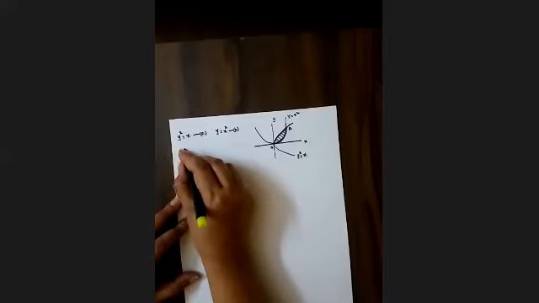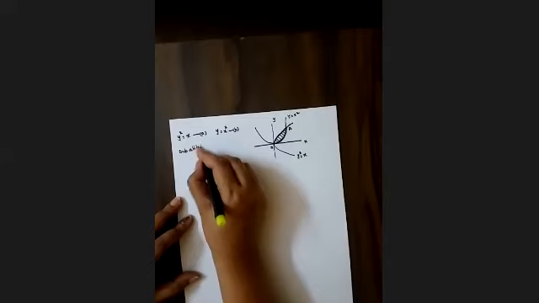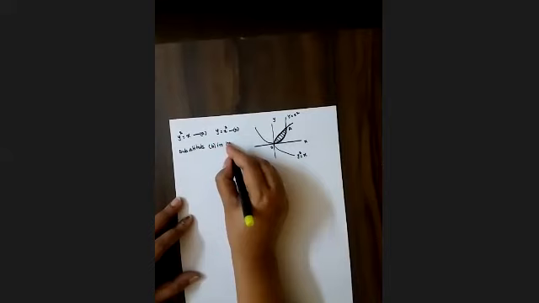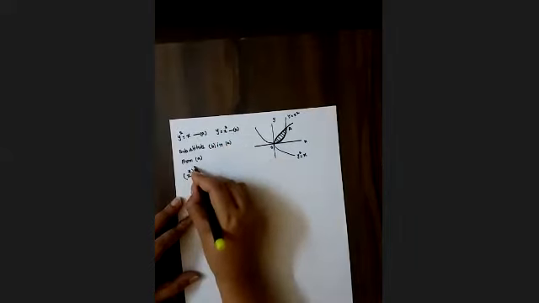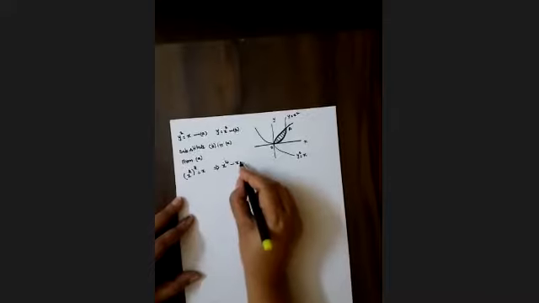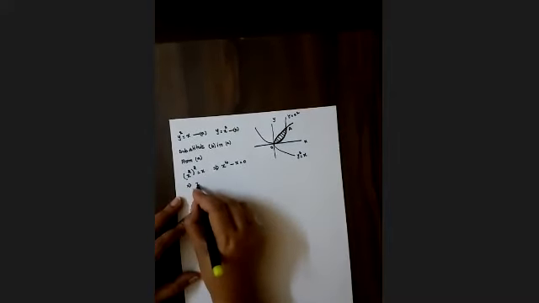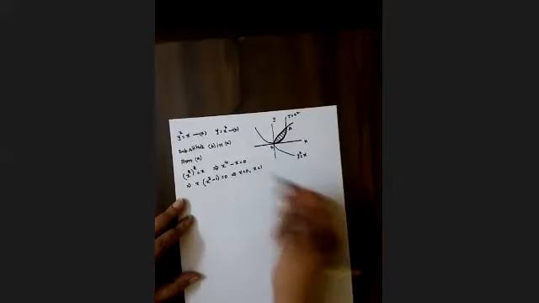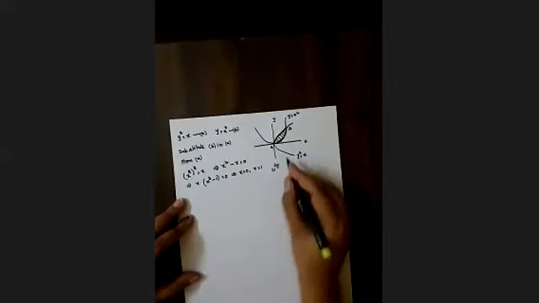So substitute equation B in equation A. From A, what you'll get? x square whole square is equal to x. This I can write as x power 4 minus x is equal to 0. Taking x common, we get x into (x cube minus 1) is equal to 0, so x is equal to 0, x is equal to 1.